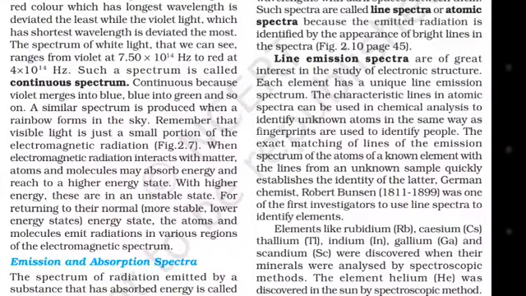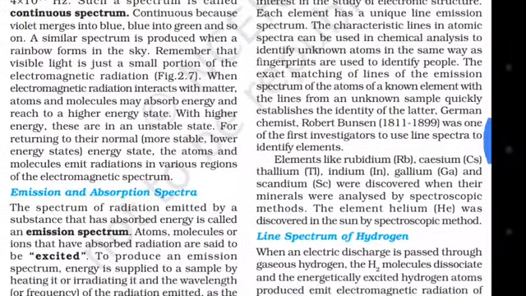When electromagnetic radiation interacts with matter, atoms and molecules may absorb energy and reach a higher energy state. With higher energy, these are in an unstable state. For returning to their normal (more stable, lower energy) states, the atoms and the molecules emit radiation in various regions of the electromagnetic spectrum.